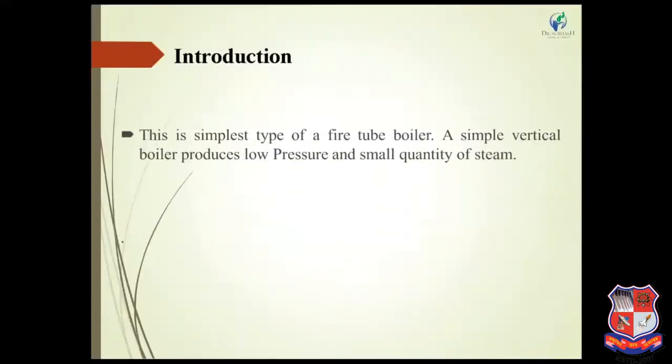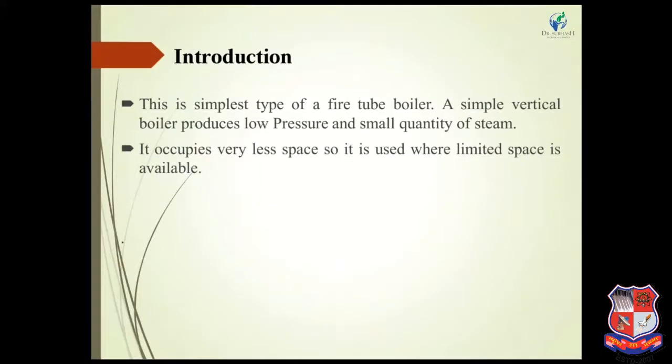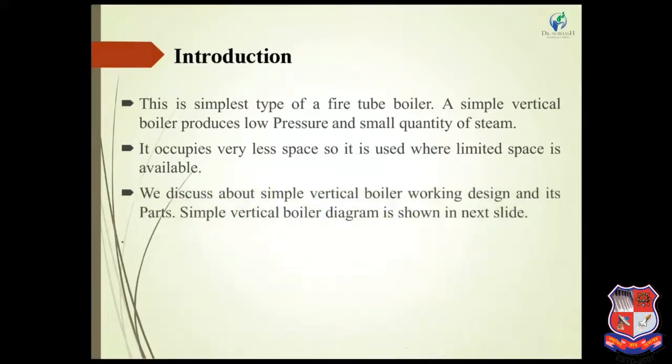Introduction. This is the simple type of fire tube boiler. A simple vertical boiler produces low pressure and a small quantity of steam. It occupies very little space, so it is used where limited space is available. A simple vertical boiler is very small in size, so the operating pressure is very low and the steam generation capacity is also lower. We can move it from one place to another.